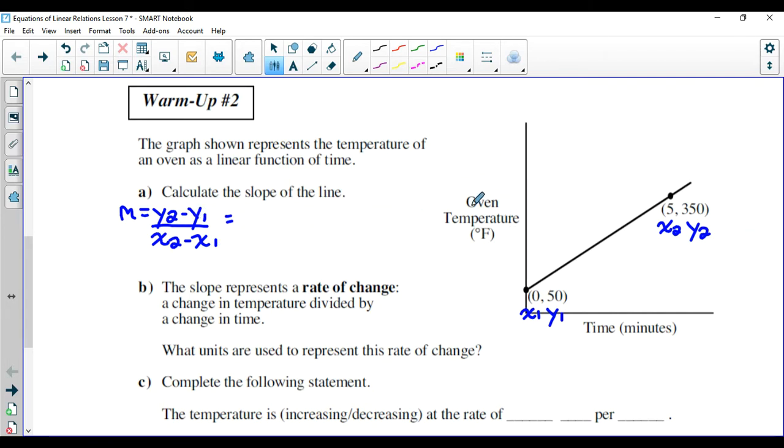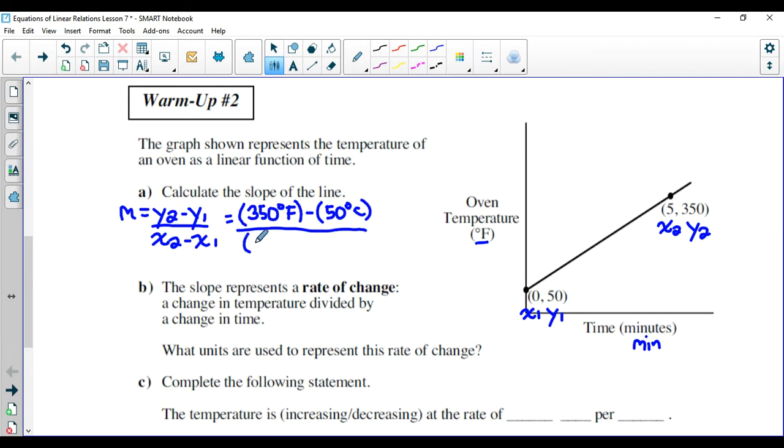And this would be equal to, now once again, we're going to include our units here. So for the y-axis, the units are degrees Fahrenheit. And for the x-axis, my units are going to be minutes. So let's plug the numbers in with the units. So y2 would be a value of 350 degrees Fahrenheit, minus y1, which is going to be 50 degrees Fahrenheit.